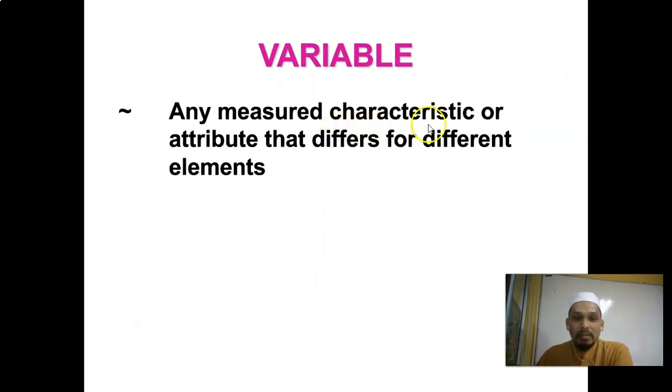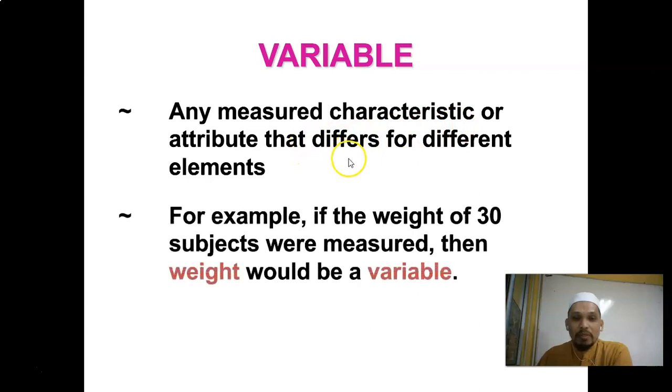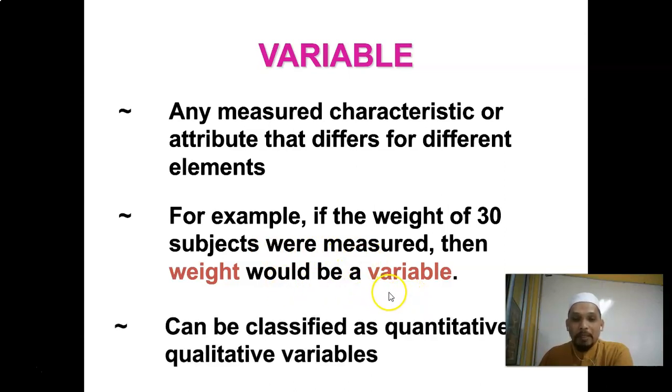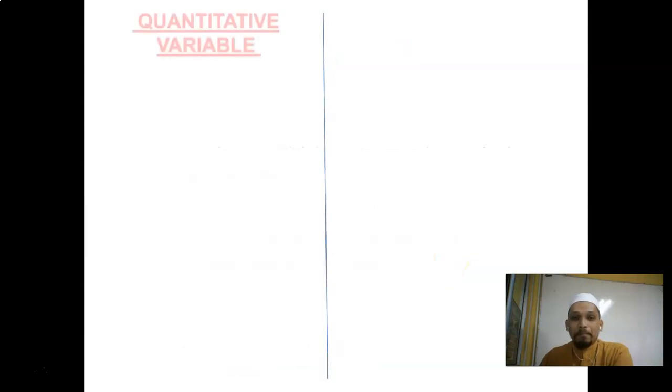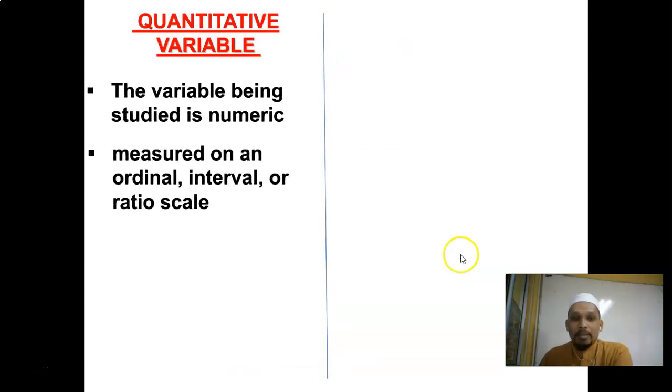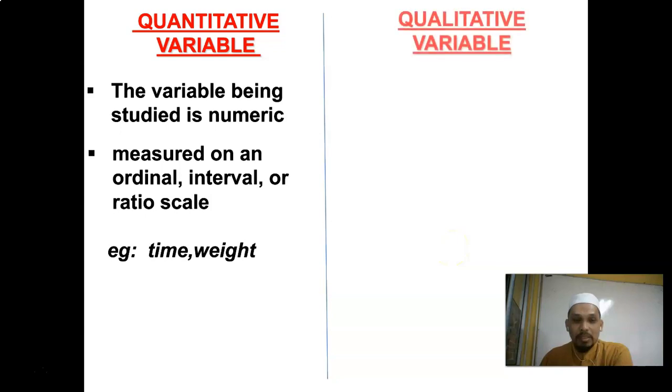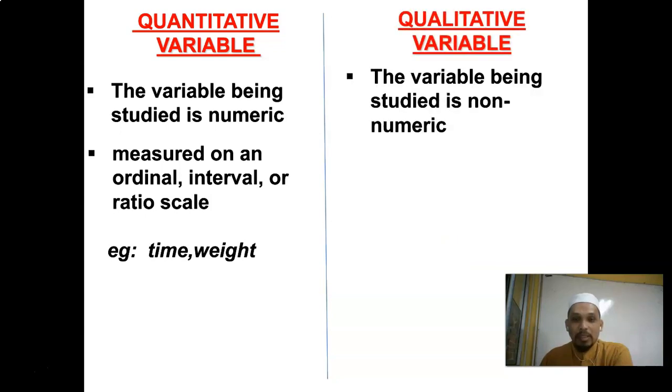A variable is any measure, characteristic, or attribute that differs for different elements. For example, if the weight of 30 subjects were measured, then weight would be a variable. Variables are classified as quantitative or qualitative. A quantitative variable is one being studied in numeric form, as you see here, time and weight. For a qualitative variable, the variable being studied is non-numeric.